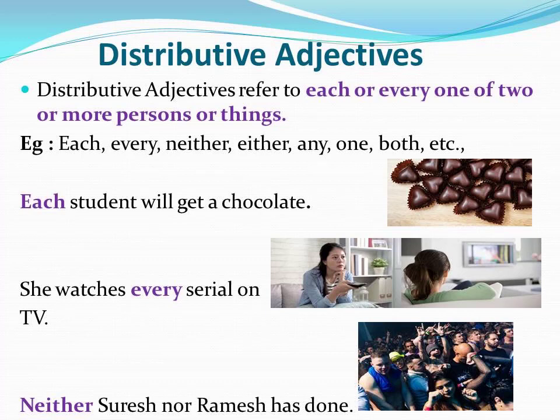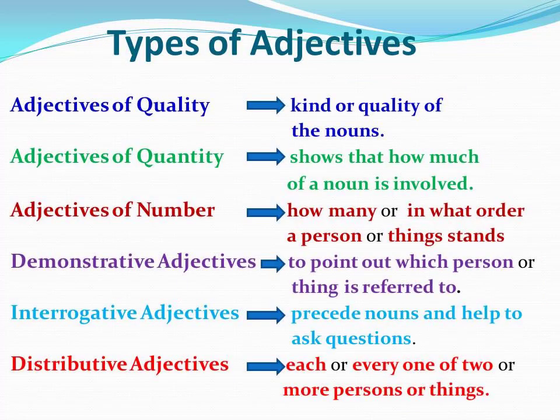In the last sentence, neither Suresh nor Ramesh has done. In this sentence, neither refers to the noun Suresh. That's why it is called distributive adjectives. Today we have seen 6 different types of adjectives. Adjectives of quality, kind or quality of the nouns is called adjectives of quality.